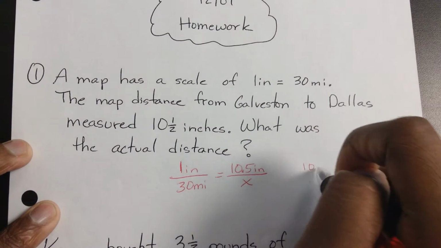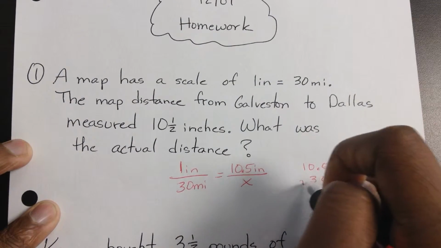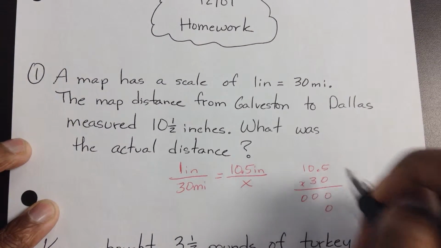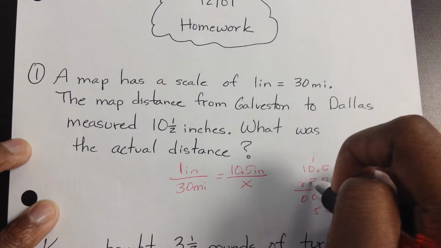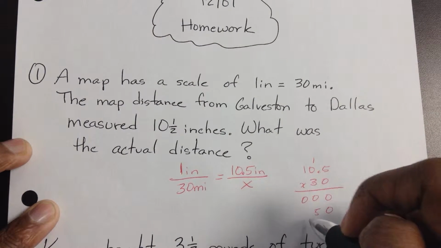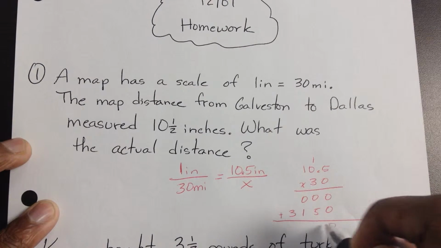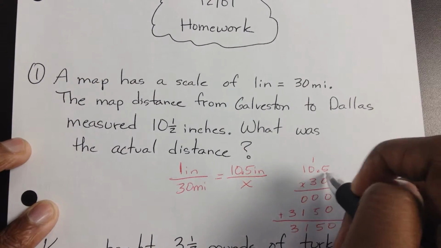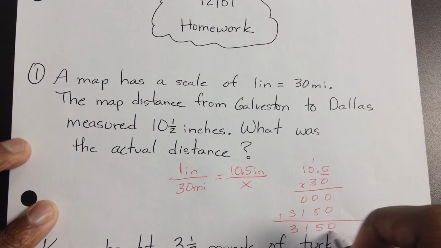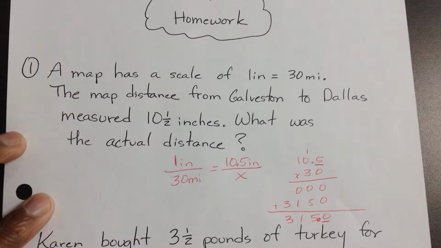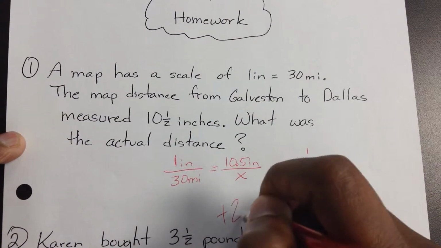10.5 times 30. 0, 0, 0, placeholder. 3 times 5 is 15. Carry my 1. 3 times 0 is 0 plus 1. 3 times 1 is 3. Add them up. 0, 5, 1, 3. I had one decimal place. One decimal place. So my answer is 315 miles. If I got it right, plus 20.